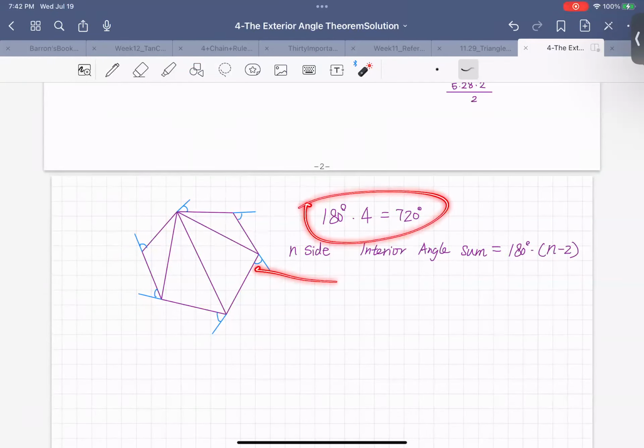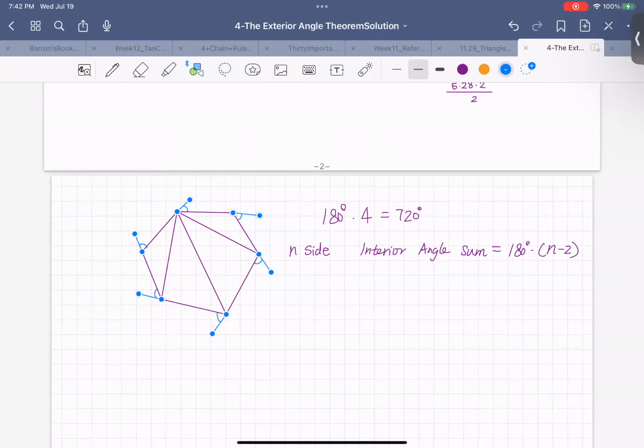The things I have here might save you in your geometry course and also your standardized test. So you have this. Now the blue one is called the exterior angle. Try to make this too. This is flat. This is flat.